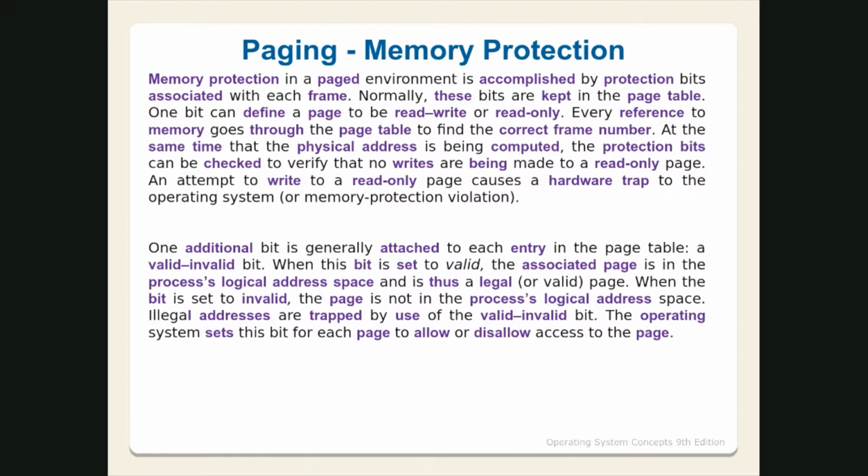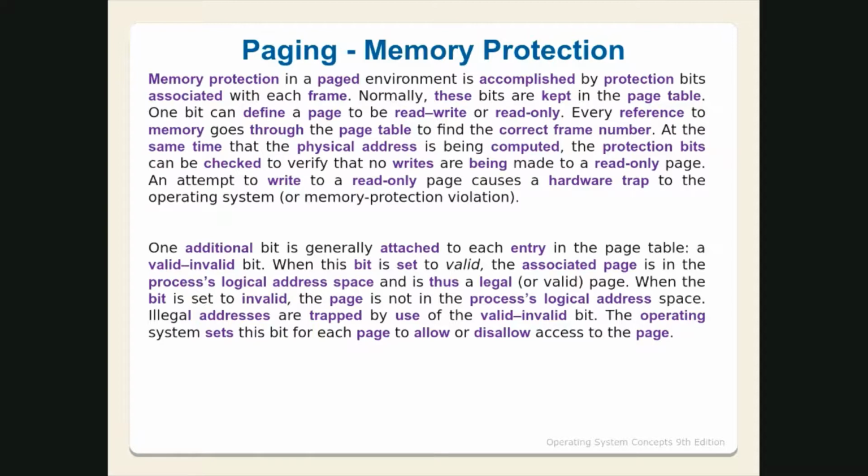So this page can only be read, or can only be written, or can be read and written, whatever. Okay, so that's the idea. The reference to the memory goes through the page table to find the corresponding frame number. You need to go to the page table, take the frame number, and go to the main memory. This is the way we have done it until now.